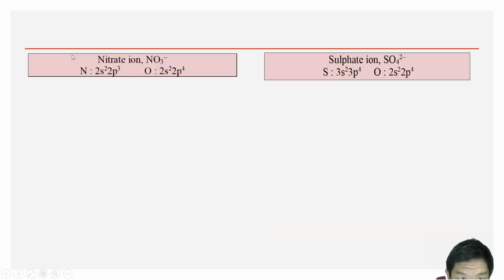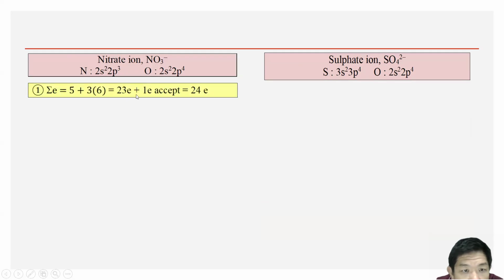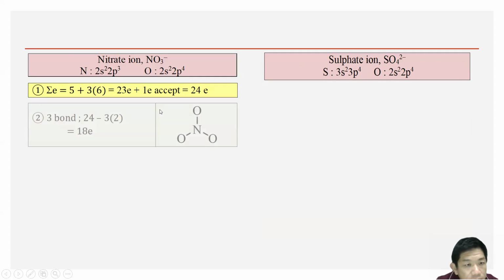Okay, so then the next one is the nitrate ion. So nitrogen is group 15, 5 valence electrons, oxygen is group 16, 6 valence electrons. So total valence electrons is 23 plus 1 electron accepted, therefore 24.